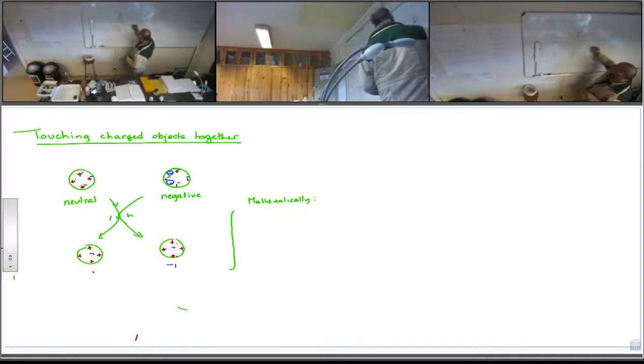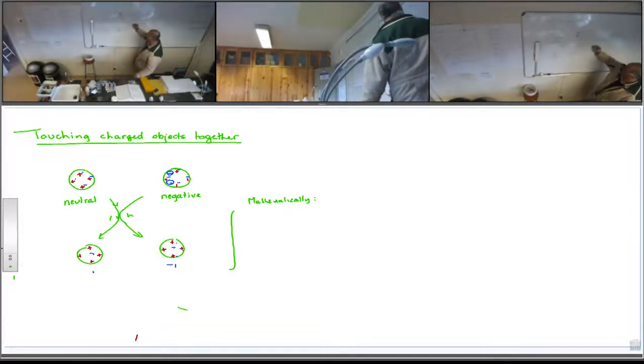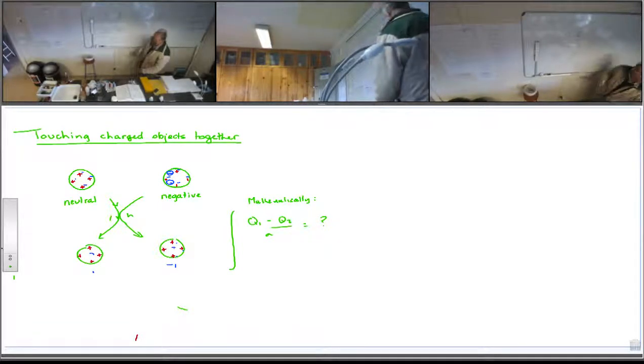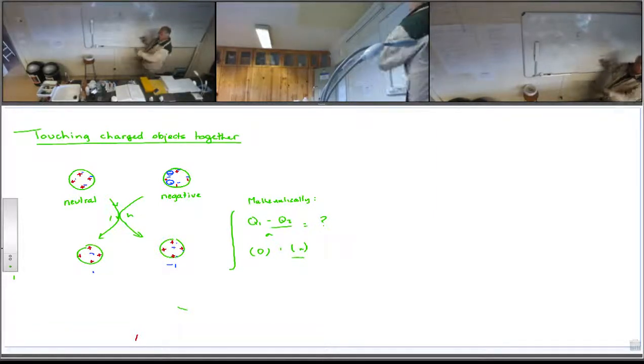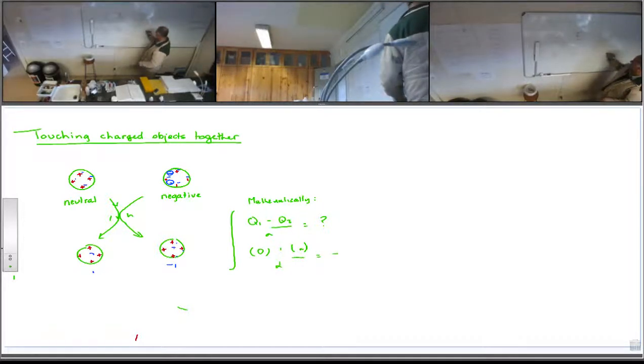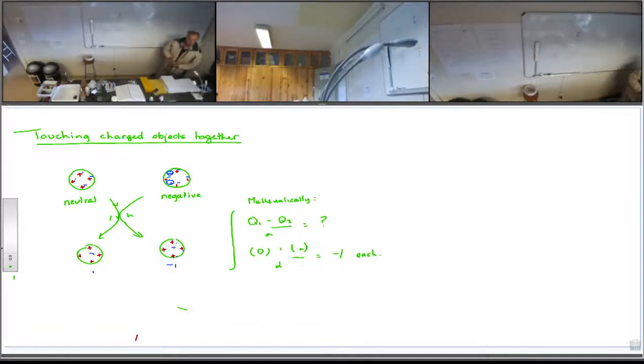Mathematically, you'd say, what's the charge on the one? So really it's Q1 plus Q2 divided by 2 equals. That's what you do. What's Q1? 0. It's got no charge. You agree? It's neutral. Plus minus 2 divided by how many particles do they get shared between? 2 gives us minus 1 each. We're all happy with that.